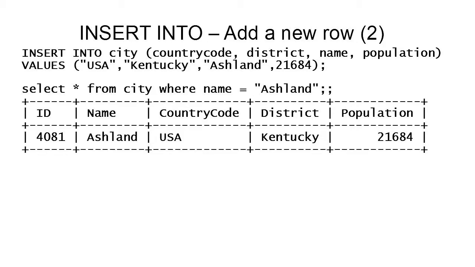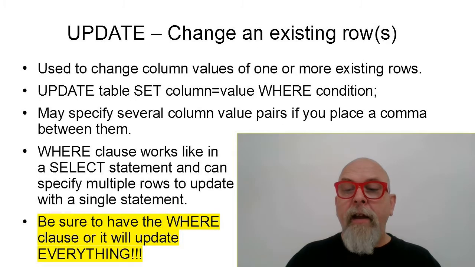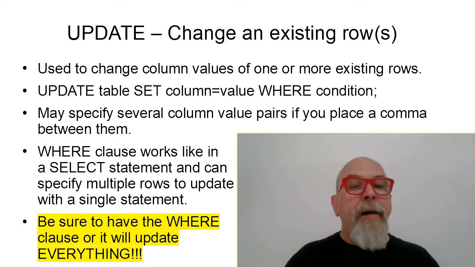Here is a second example of the insert into statement, but notice that the column names are defined in a different order: country code, district, name, population. So you can see that USA, Kentucky, Ashland 21684, and when I go and select the cities named Ashland, I now get the one new Ashland that I inserted. Ashland, Kentucky is just a town near Portsmouth, Ohio that I happen to think would be nice to have in the database. The next statement I want to show is the update statement.